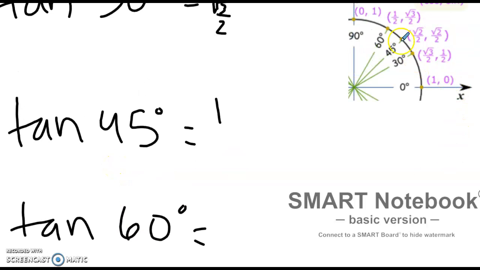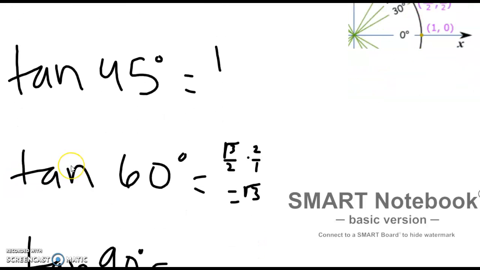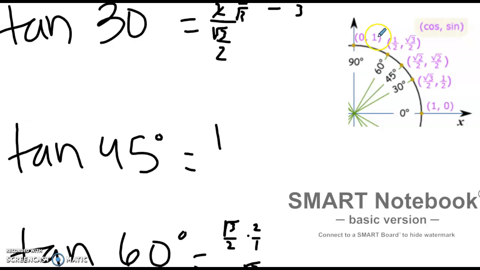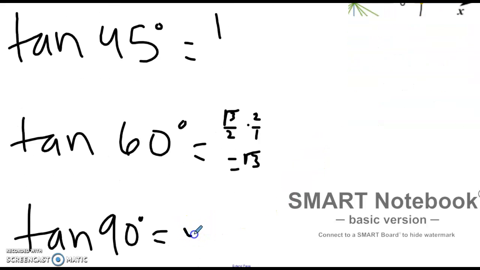Tangent of 60, if we look at this picture up here, square root of 3/2 divided by 1/2, so if I multiply by 2/1, I end up with just the square root of 3. And the tangent of 90 would be 1/0, but that makes the whole problem undefined. Now, also the awesome thing here is if you put these in your calculator, you would come up with the same values, but we didn't have to use technology to figure it out.